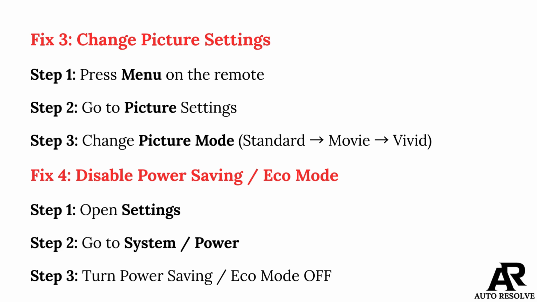Fix 3. Change picture settings. Step 1. Press menu on the remote. Step 2. Go to picture settings. Step 3. Change picture mode: standard, movie, vivid.